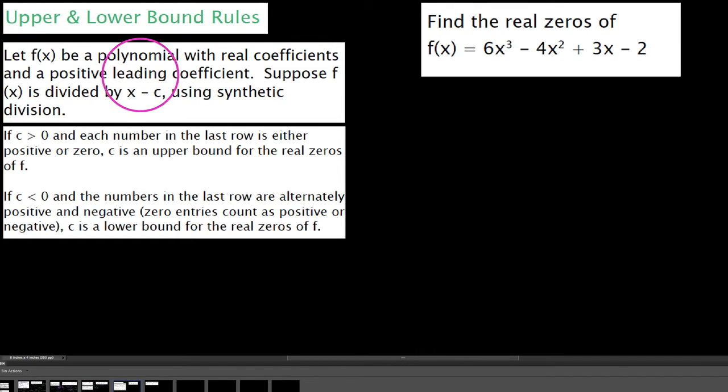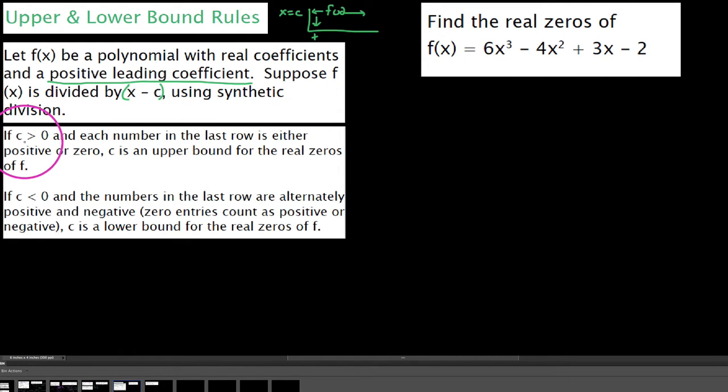So it says, let f of x be a polynomial function with real coefficients and a positive leading coefficient. So the only stipulation here is that you have a positive leading coefficient and that all the coefficients are real. It says, suppose f of x is divided by x minus c, this factor right here, using synthetic division. So when we're using synthetic division, I'll go ahead and draw an illustration right here. We have our f of x that spans across this entire thing right here. And what we're doing is we're putting x equals positive c out here. But when we do this, let's say we have a positive leading coefficient, positive. Then these conclusions can be reached.